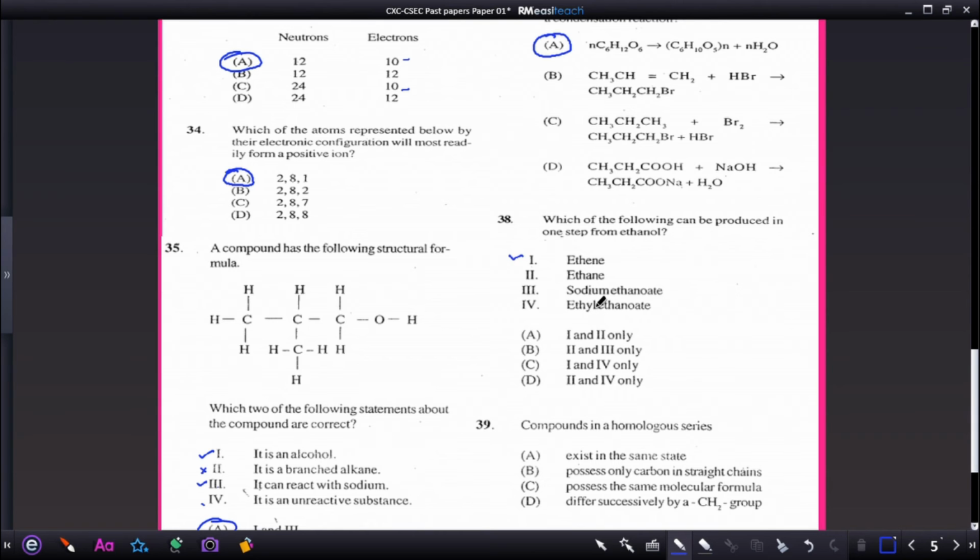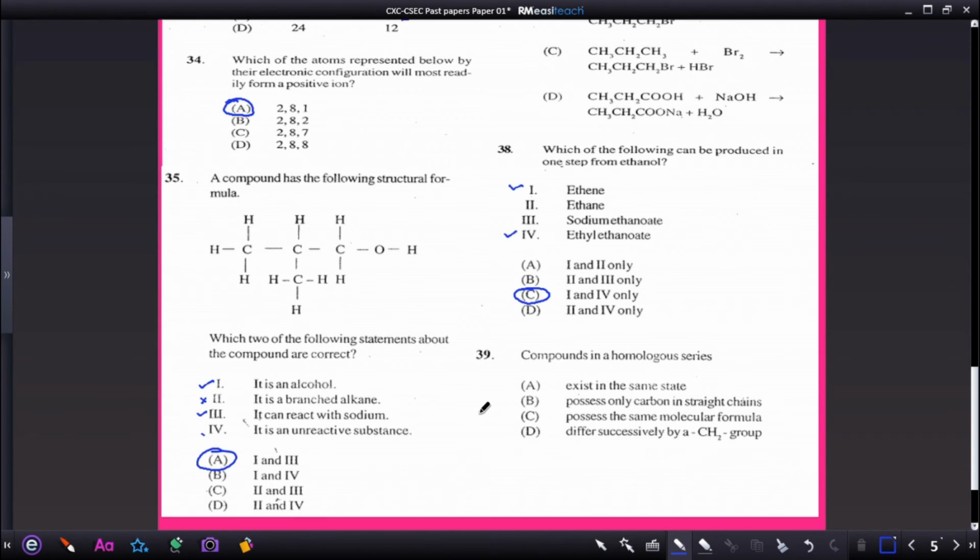ester, and then acid hydrolysis with sodium hydroxide to get sodium ethanoate. Ethyl ethanoate is one step, where it is the reaction between an alcohol and a carboxylic acid. So that's just one step. So it's 1 and 4. 1 and 4 is C.